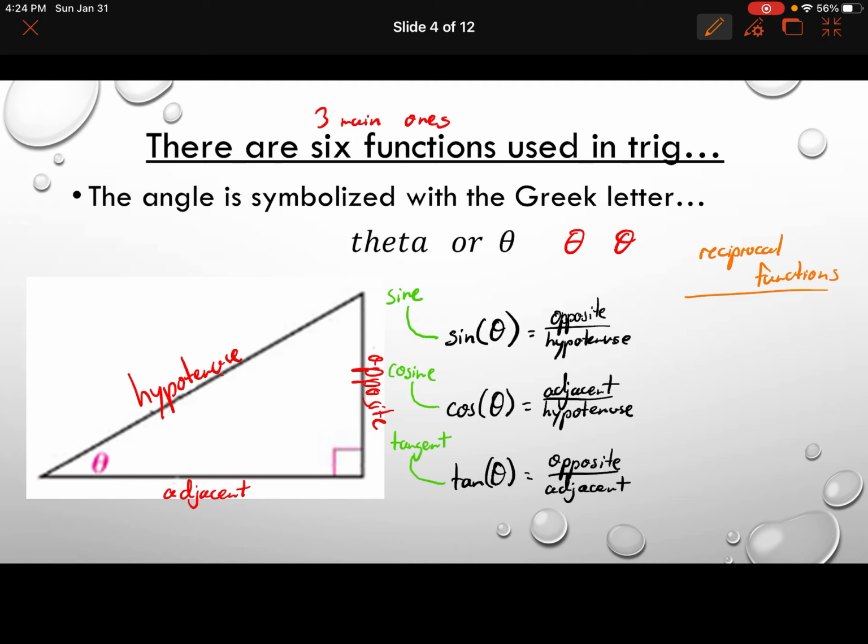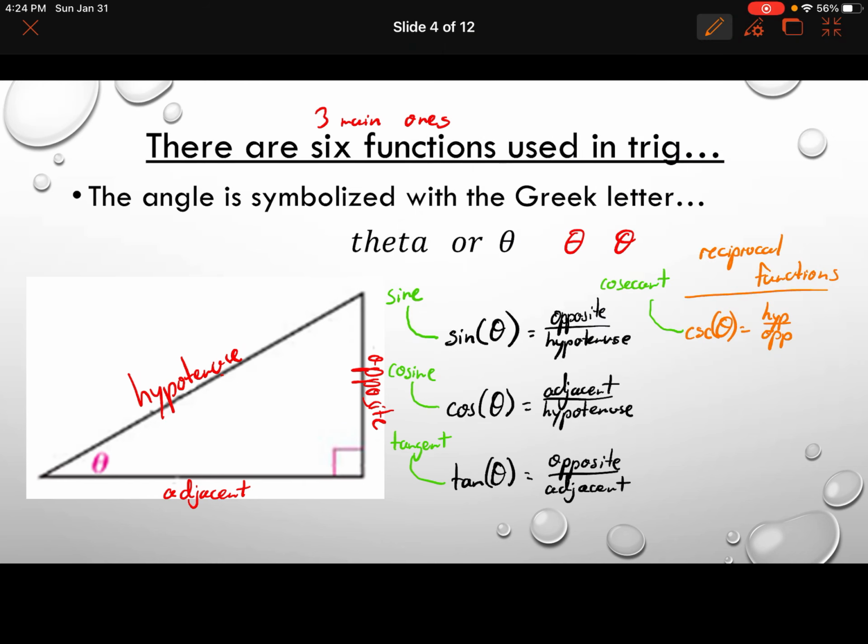So sine's reciprocal function is called cosecant, or CSC. And that is literally the same thing as sine, just upside down. So instead of opposite over hypotenuse, it will be hypotenuse over opposite. Literally it's the same ratio, just flipped. So that is cosecant, that's how we write it and how it is called. It's not "ksk", it's called cosecant.